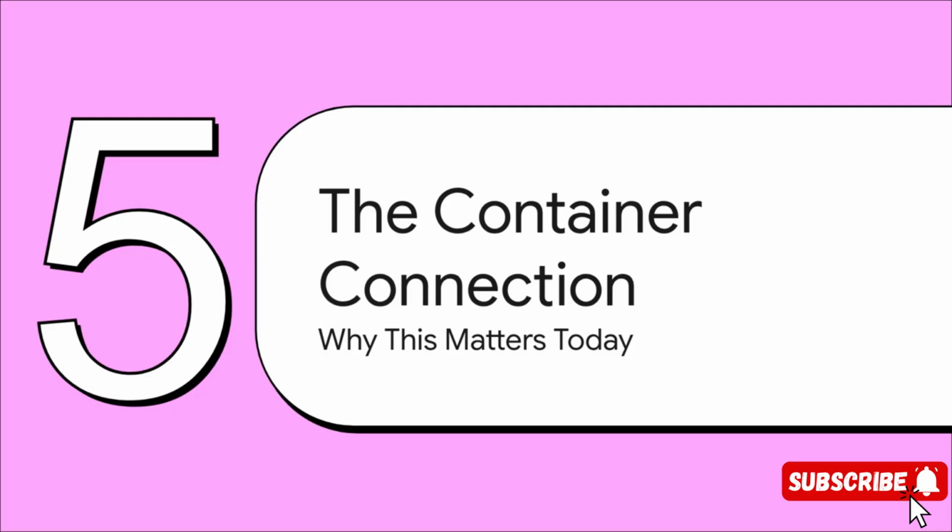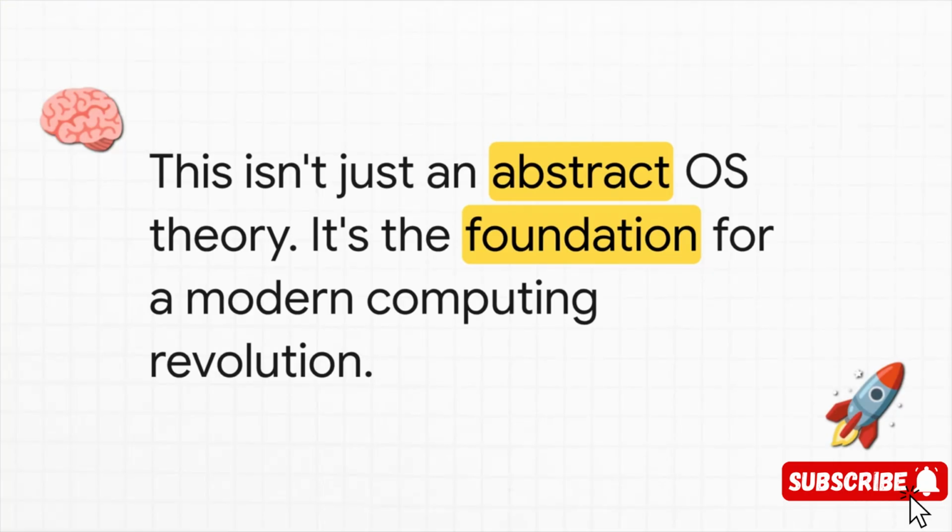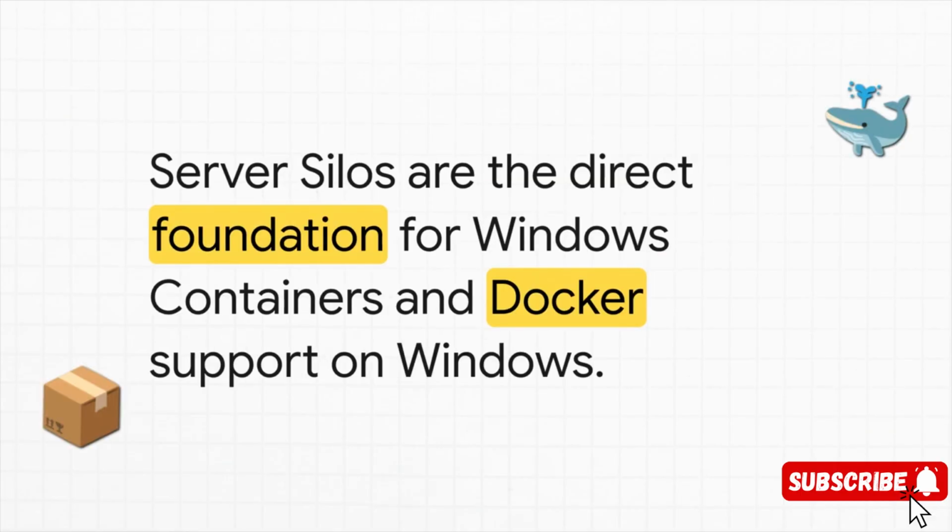Okay, so this is some really fascinating deep-down OS architecture, but why is it so important for us right now? Beyond just being interesting, what does this super job actually enable out in the real world? Well, because this technology, these server silos, they are the direct foundation for one of the absolute biggest shifts in modern software development and cloud computing that we've seen in the last decade. That's right. When you run a Windows container, or you use Docker on Windows, what you're actually using, deep down, is a server silo. The entire containerization model on Windows, this whole revolutionary way of packaging and deploying apps, is built directly on top of this super job concept that grew out of that humble little job object.